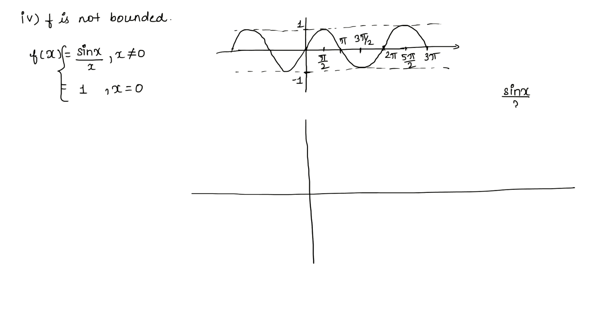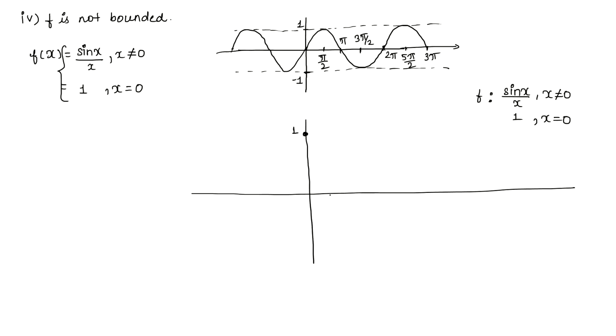sin x by x if x is not equal to 0, and 1 if x is equal to 0. We will be plotting the graph of f here. If x is equal to 0, it is given that f of 0 is equal to 1. So this is the value f is taking when x is equal to 0. Now at all the other points we have to find what values the function will be taking.